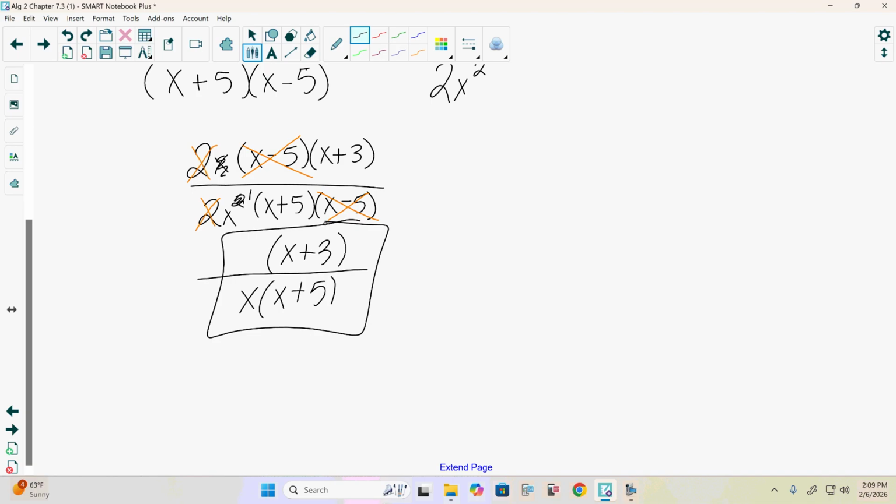Questions on this here? I'm not going to talk much about restrictions on this here because it's just what's going to make the denominator be 0. Questions on this here? We ready for the next one?